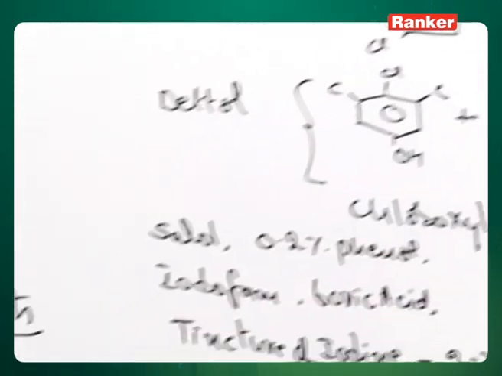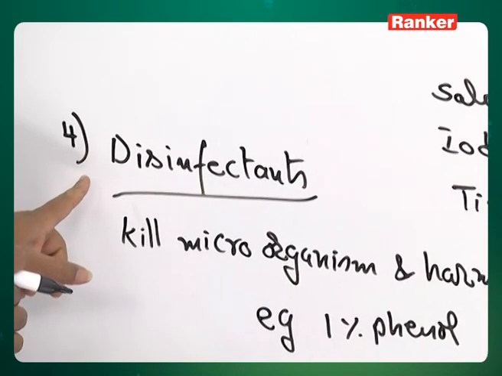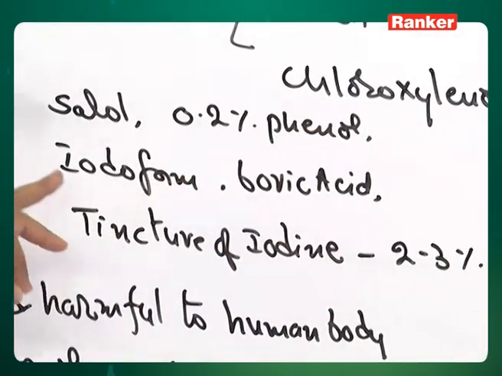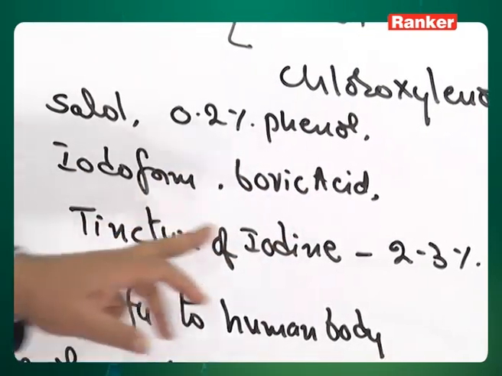And there is another type of, that is even the salol, 2% phenol, iodoform, boric acid, tincture iodine.